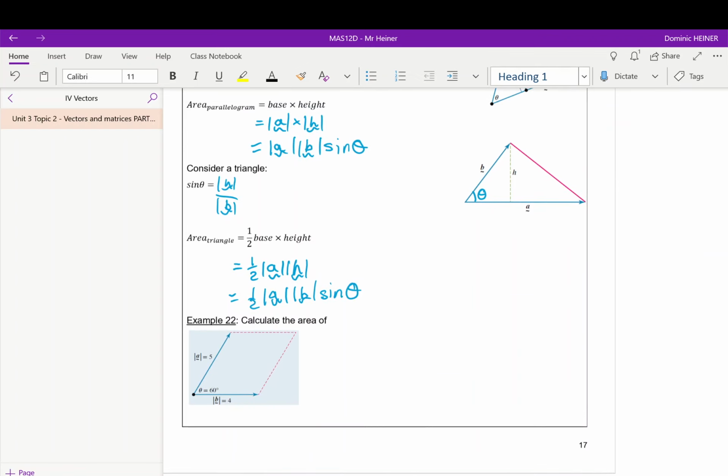So when looking at example 22, if we were to calculate the area of this parallelogram, we're looking for the magnitude of A times the magnitude of B times sine of 60. That is going to give us 5 times 4 times sine 60, which is going to give us 17.32 square units.